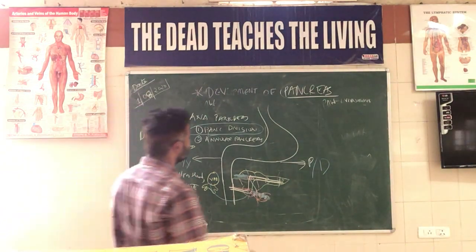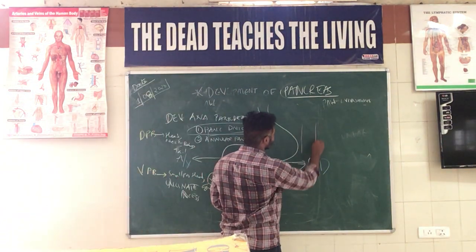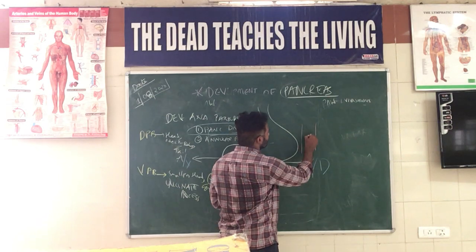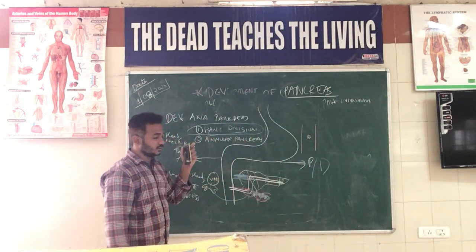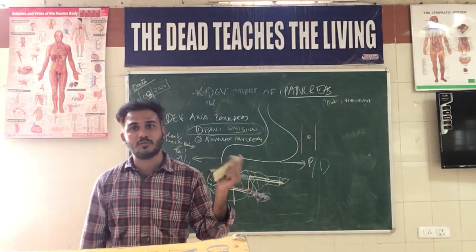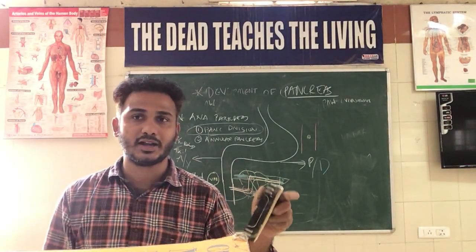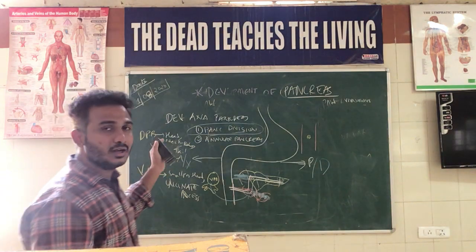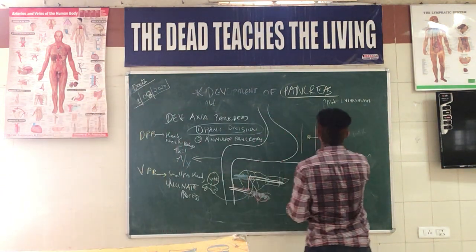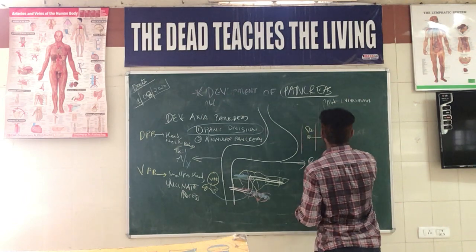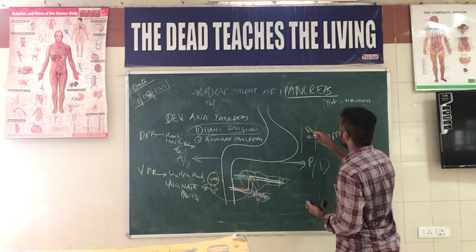So assuming this to be the second part of the duodenum, we have a major duodenal papilla, into which the common bile duct, which is formed by the unification of the common hepatic duct as well as the common pancreatic duct, will be opening. The major duodenal papilla is in the second part of the duodenum.